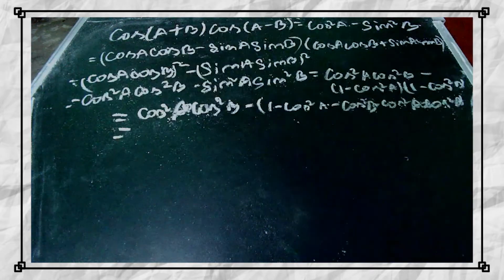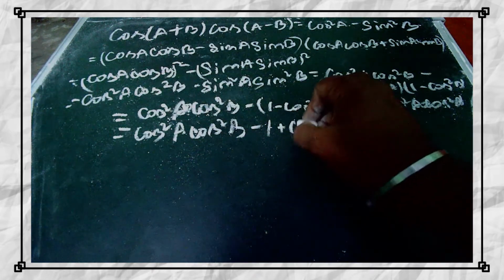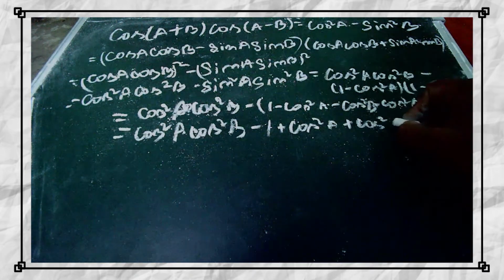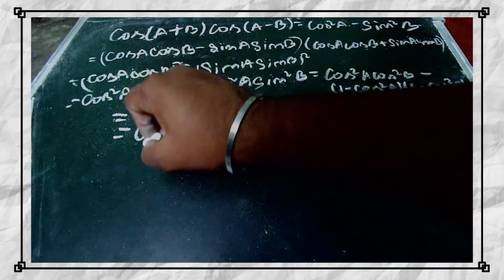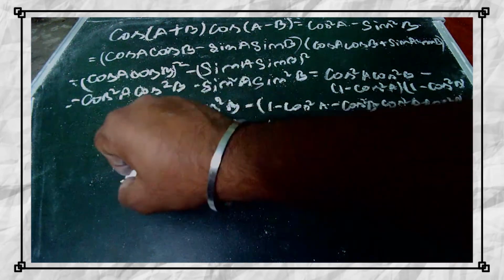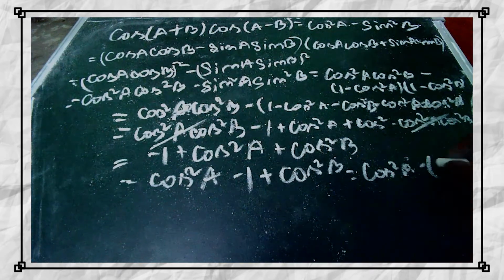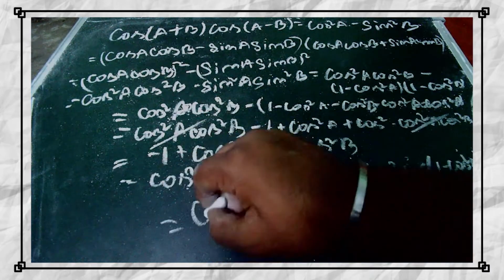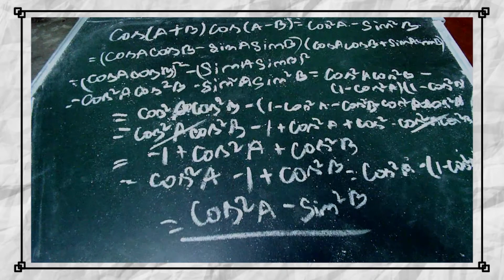Okay, so what we will get ultimately is cos square A into cos square B minus 1 plus cos square A plus cos square B minus cos square A into cos square B. So the cos square A into cos square B terms get cancelled and we are left with minus 1 plus cos square A plus cos square B. So cos square A minus 1 plus cos square B, we can write as cos square A minus of 1 minus cos square B. So ultimately it is cos square A minus sine square B, since 1 minus cos square B is sine square B. So the value of cos of A plus B into cos of A minus B is cos square A minus sine square B, derived in such a way. So this was the derivation of the formula.